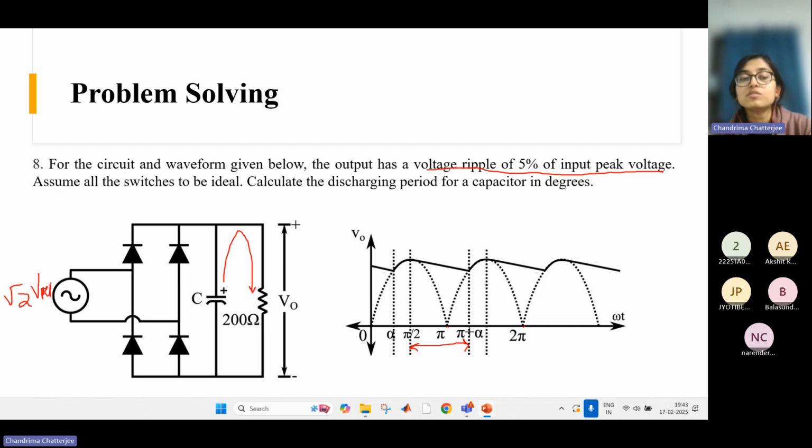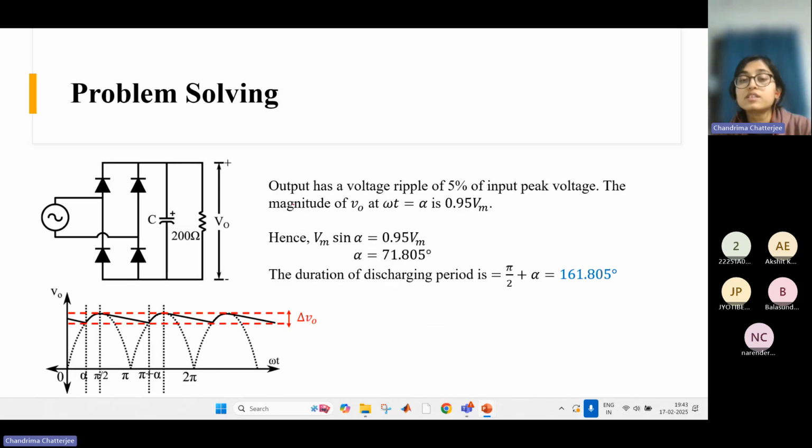So now I know what my voltage ripple is. My voltage ripple is 0.95 Vm, right? If this is Vm, then my voltage ripple is 0.95 Vm. And if this angle is alpha, then we can easily say that Vm sine alpha equals 0.95 Vm, right?